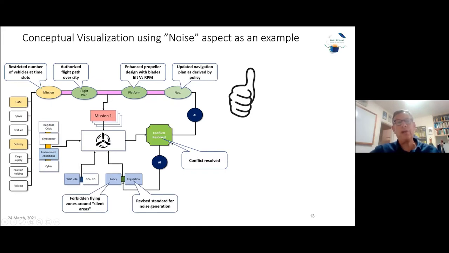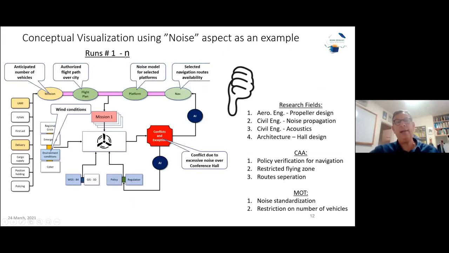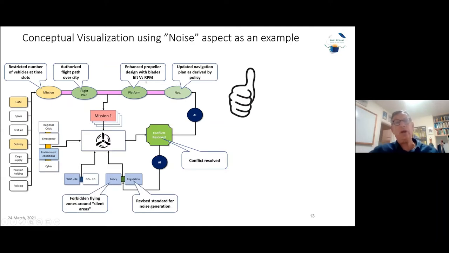Once we run these a couple of times, and you see I put here runs 1 to N, it could be many of those, because once we identify a conflict, we can then change the policy, and we can run it again. So we can use this, for example, to develop a whole new propeller, like in submarines, with blades that have a high efficiency of lift versus RPM. This is how you initiate through this simulator a whole new research within the aeronautical engineering department for developing new propellers for the future drones. And there are many others.